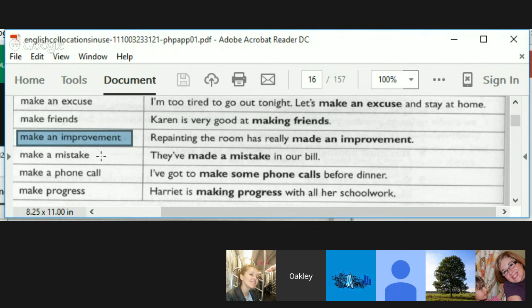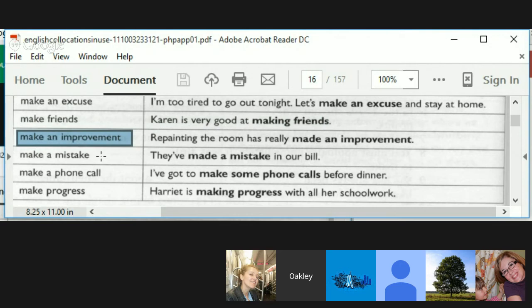I can use make it with a positive or a negative. Repainting the room has really made it ugly. I can also use make with adjectives: made it better, made it ugly, made it nice. But with better, I need it: make it better, not make better, because we need to have that object now. So you're going to use a noun and a comparative. But anyway, made an improvement.